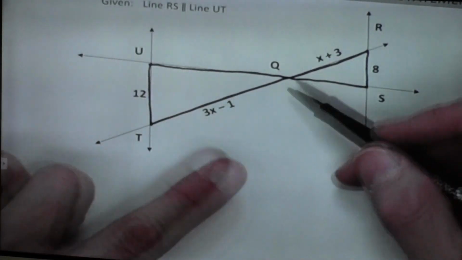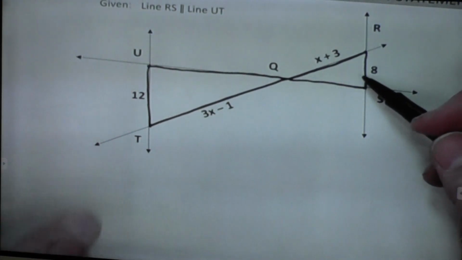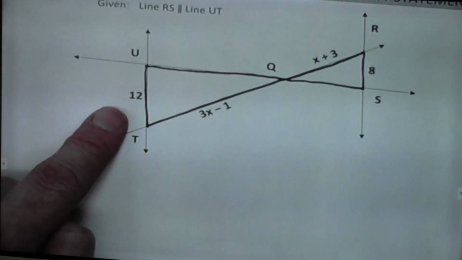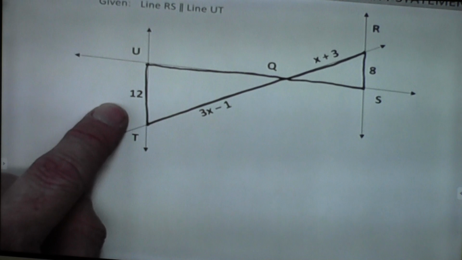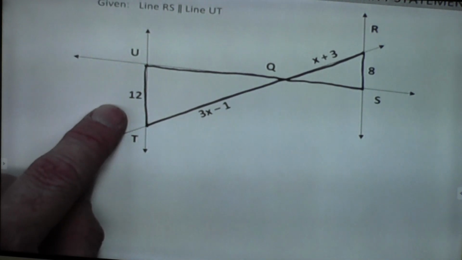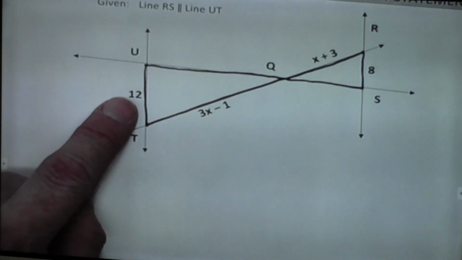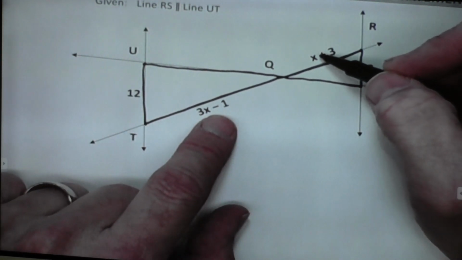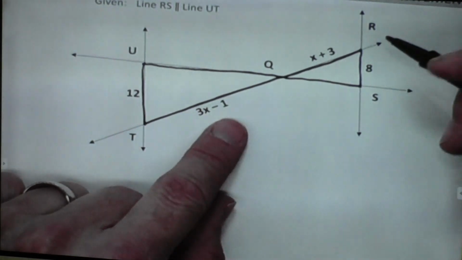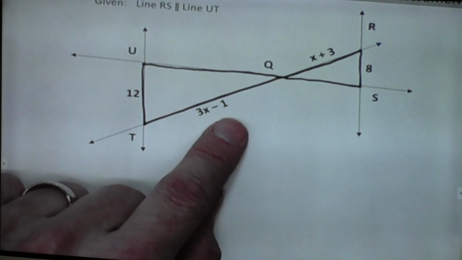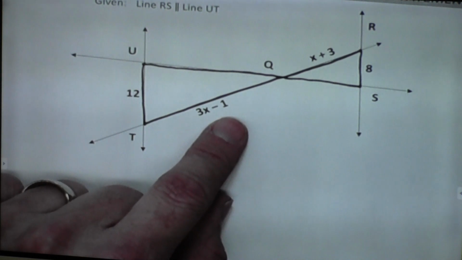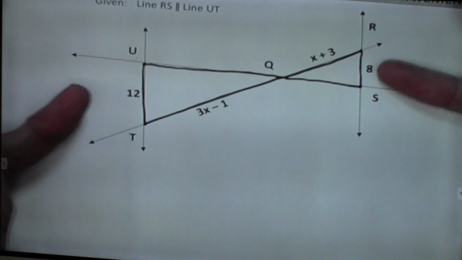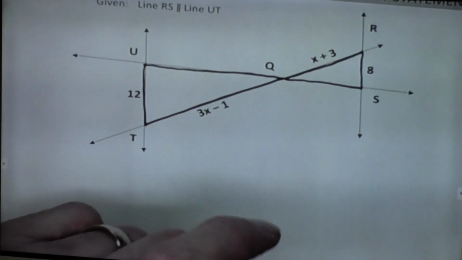Well, I noticed that some of the side parts are filled in here. I could do 8 over 12 as a proportion, and 4 goes in that twice and 3, that's 2 over 3. But I don't know what x is, so I can't use the proportion here, because x plus 3 over 3x minus 1 might be 2 over 3, but it might not be. And until you know x, you don't know that. So I'm not going to be able to use side, side, side, or side, angle, side, because I don't have enough information, because those are variables.